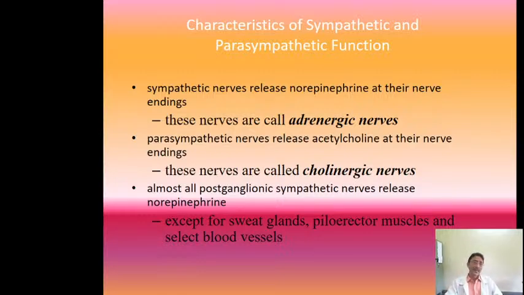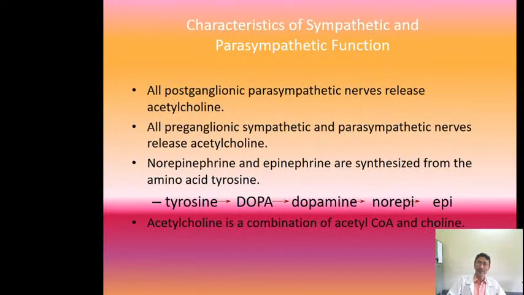Now we know that the sympathetic nerves release a neurotransmitter called norepinephrine, hence these are called adrenergic nerves. Parasympathetic nerves release acetylcholine at their nerve endings and they are called cholinergic nerves. Almost all the postganglionic sympathetic nerves will release norepinephrine. So remember, the neurotransmitter in all postganglionic sympathetic nerves is norepinephrine. All postganglionic parasympathetic nerves will release acetylcholine. All preganglionic sympathetic nerves will release acetylcholine. All preganglionic parasympathetic nerves will release acetylcholine.